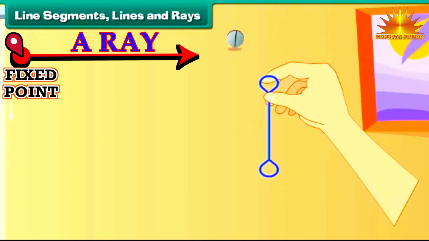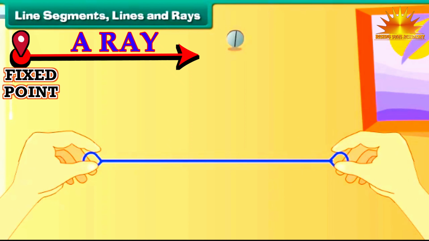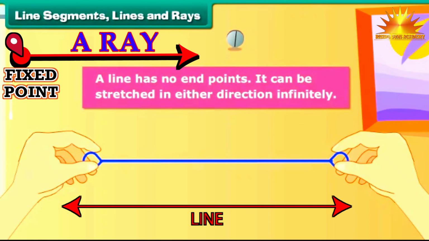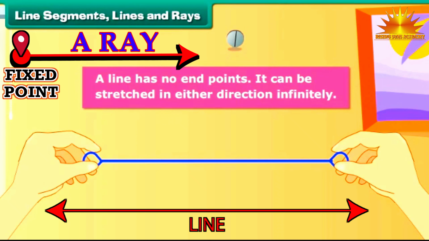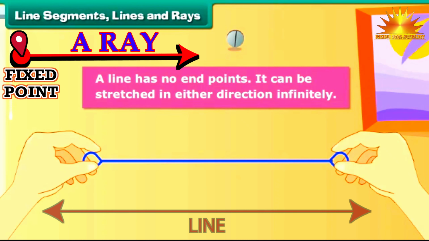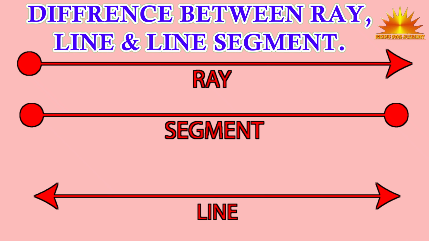Let us now remove the nail and stretch the rubber in the other direction. We now have a line. A line has no end points. It can be stretched in either direction infinitely. Difference between ray, line and line segment.